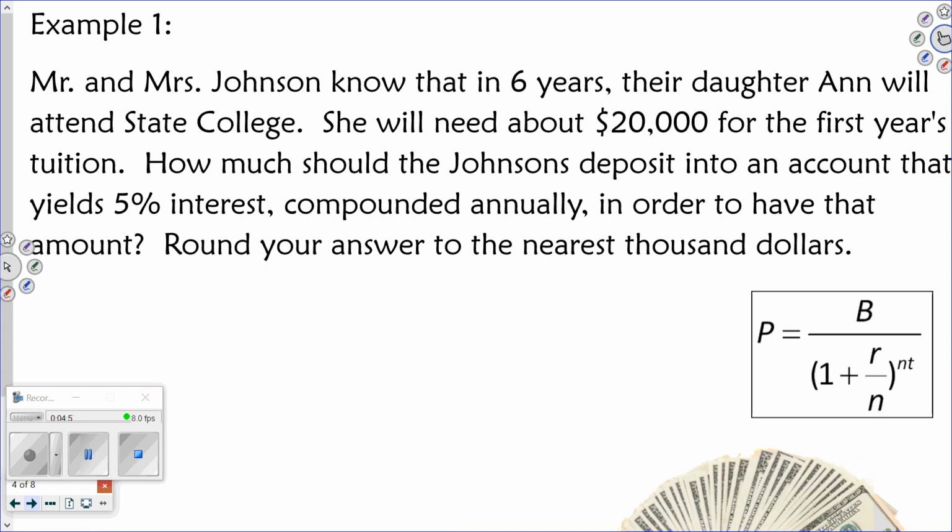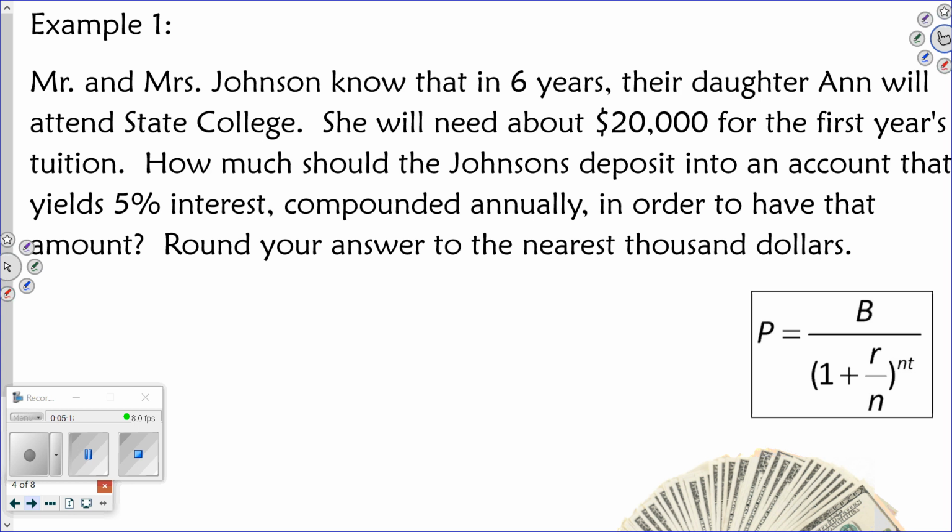Mr. and Mrs. Johnson know that in 6 years, their daughter Ann will attend state college. She will need about $20,000 for the first year's tuition. College is expensive. All right, how much should the Johnsons deposit into an account that yields 5% interest compounded annually in order to have that amount? Round your answer to the nearest $1,000.